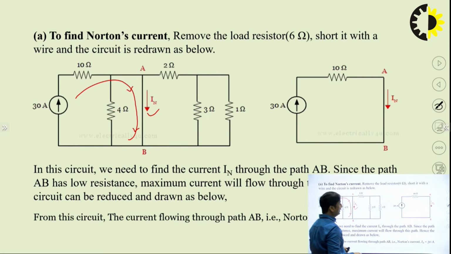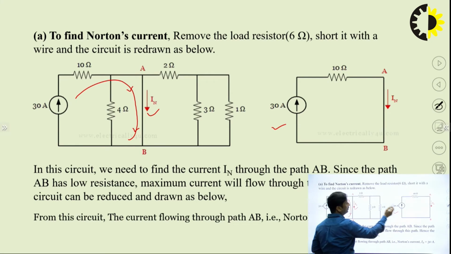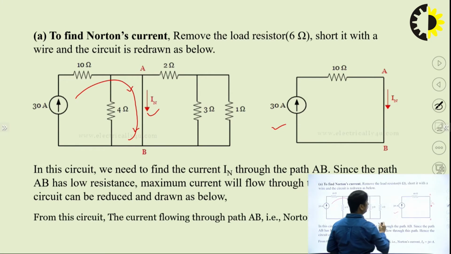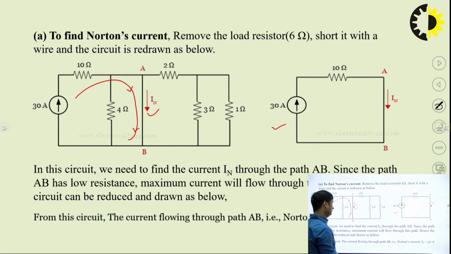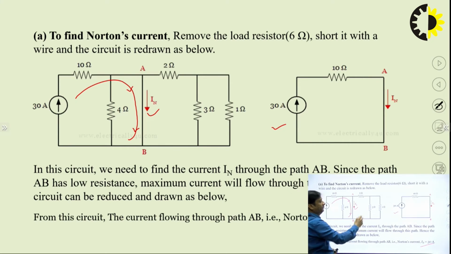So this circuit will simplify like this. The current source of 30 ampere, the 10 ohm resistance, again it will be shorted. So this IN will be equal to 30 ampere. The whole 30 ampere is flowing through this branch AB. So your Norton current will be equal to 30 ampere.